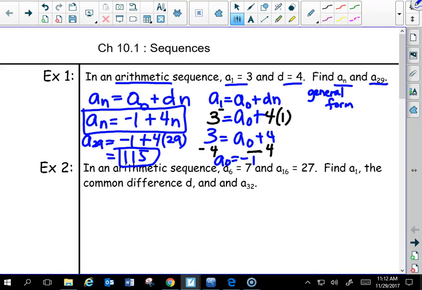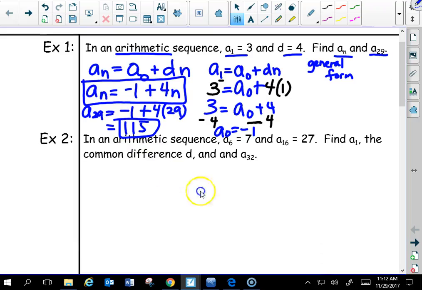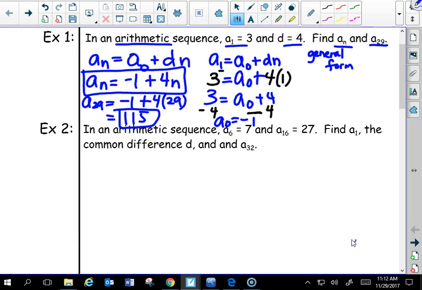Okay, next problem. In an arithmetic sequence, they're telling us that a sub 6 is equal to 7, a sub 16 equals 27. Find a sub 1 and the common difference, and also let's figure out what a sub 32 is. Okay, again, our arithmetic sequence looks like this. And we're going to do some substitution for a sub 6 and a sub 16. So a sub 6 is equal to a sub 0 plus dn.